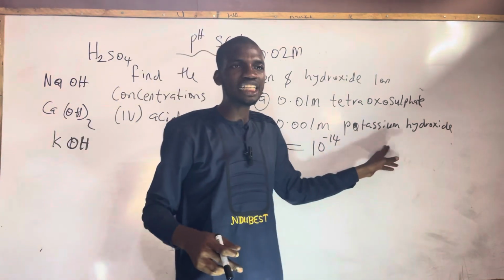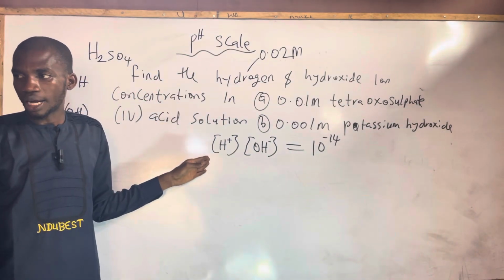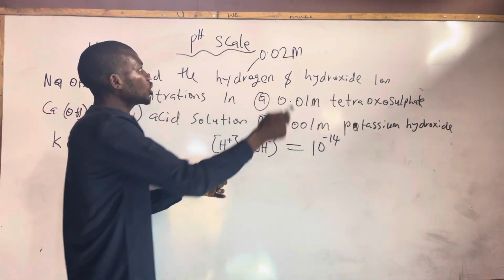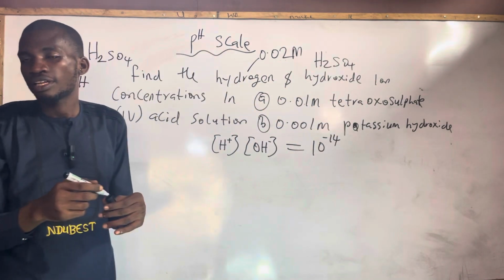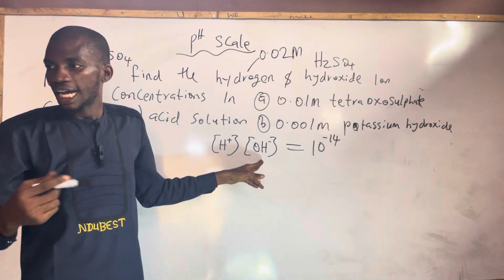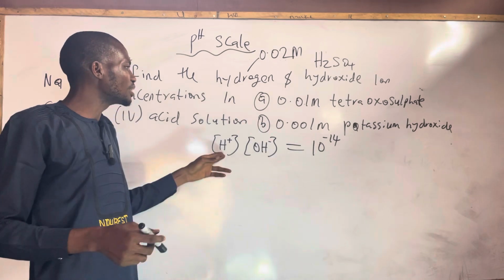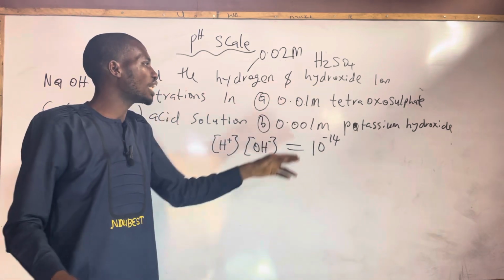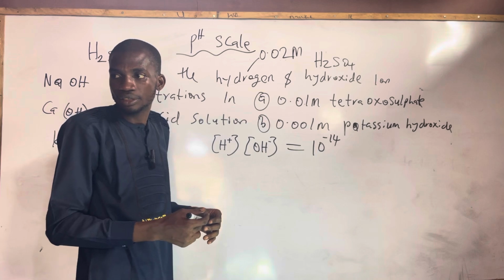Now if they give you any base, this is the substitution method. If they give you one, you substitute and get the other. Like now they give us this acid. How many hydrogen are inside this? This is talking about hydrogen and hydroxide. How many hydrogen inside this? 2. So the hydrogen will be multiplied by 2. Then you substitute and get the other one. Do you understand?